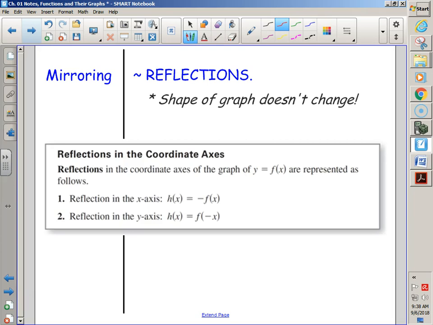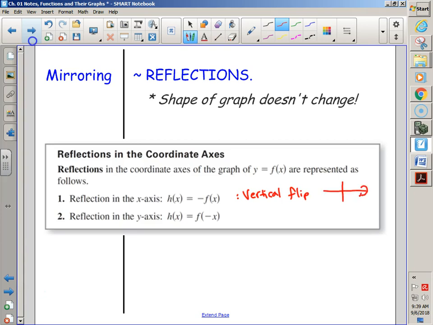Shifting, the shape doesn't change. Reflections or mirroring, the shape doesn't change. But there is some flipping that happens, right? Think about my clue: vertical, horizontal. Which one would be vertical? The top one or the bottom one? Top one, right? Vertical flip. Wait a minute, it's not a vertical flip. It says x-axis. Think about it.